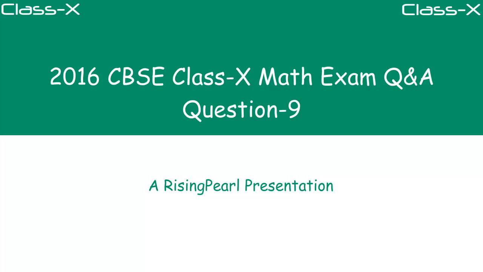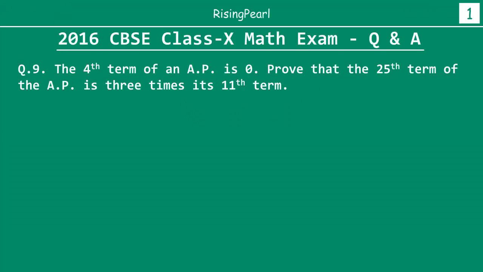Today we are going to take a look at how we solve question number 9 that appeared in the 2016 CBSE Class-X Math exam. So question number 9 goes like this. The fourth term of an AP is 0. So we know that the fourth term of an AP is 0. Prove that the 25th term of an AP is 3 times its 11th term. So how do we solve a question like this?